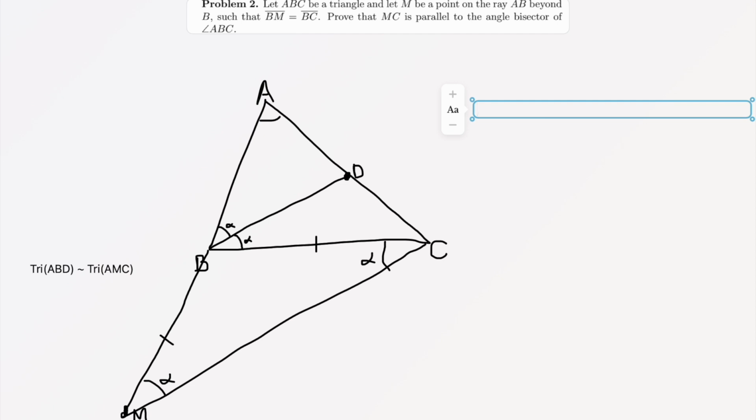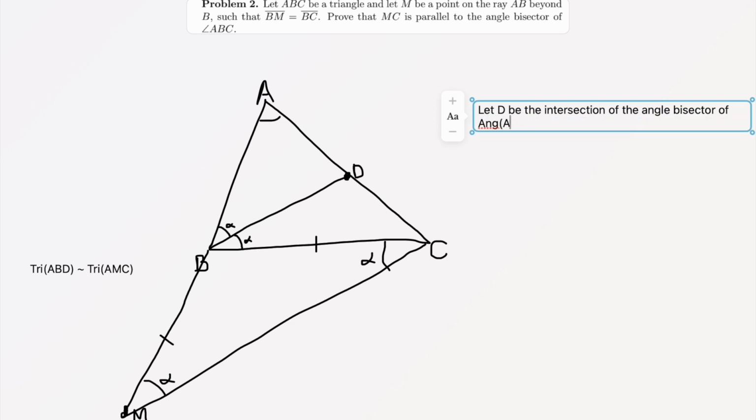Okay, so think about what we did first. First, tell us about any points you've done. So D. So let D be the intersection of the angle bisector of ABC, of angle ABC, and the segment AC. Okay?